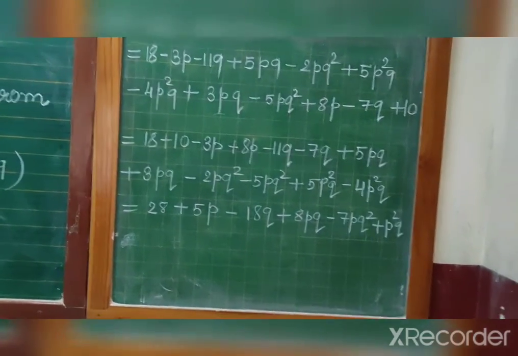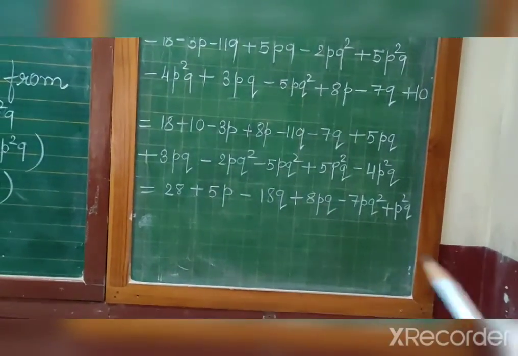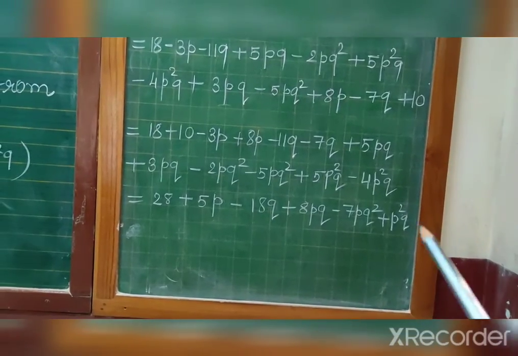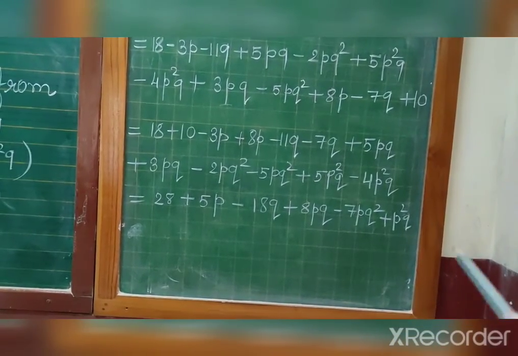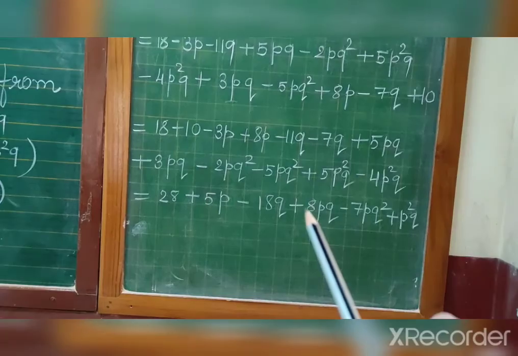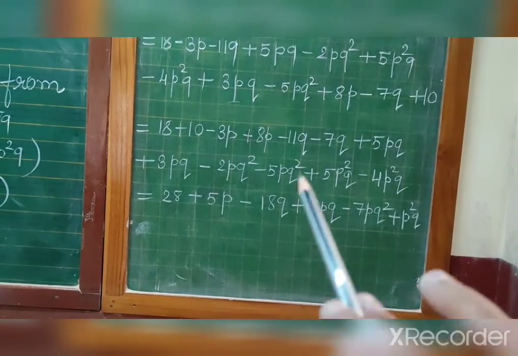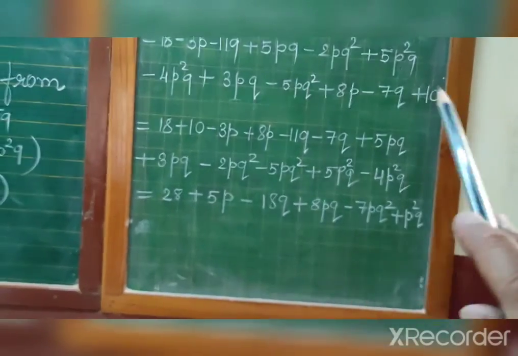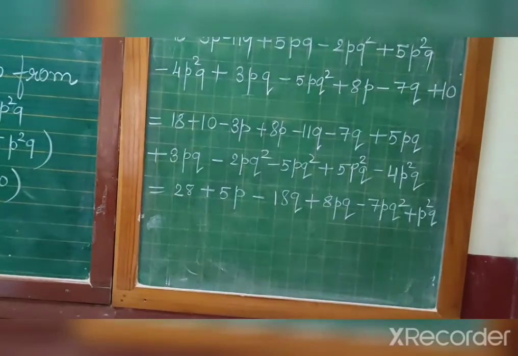You can also arrange this polynomial in the standard way, just opposite: p square q minus 7pq square plus 8pq minus 18q plus 5p plus 28. In this way also you can write.